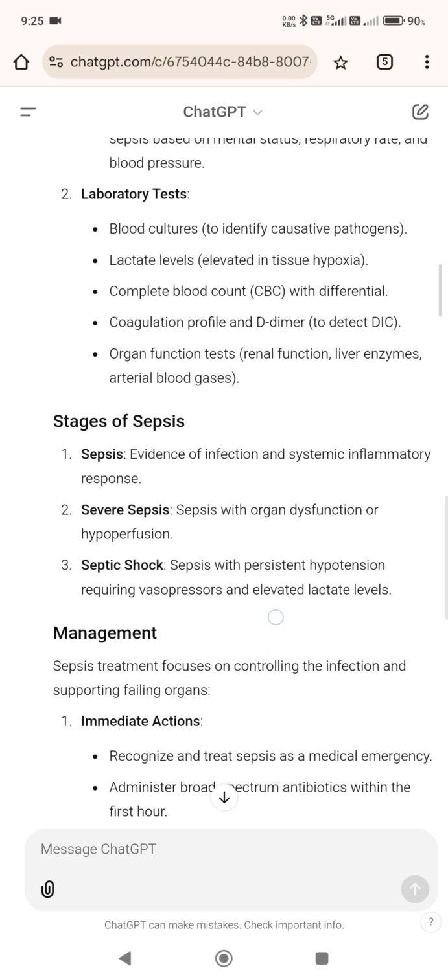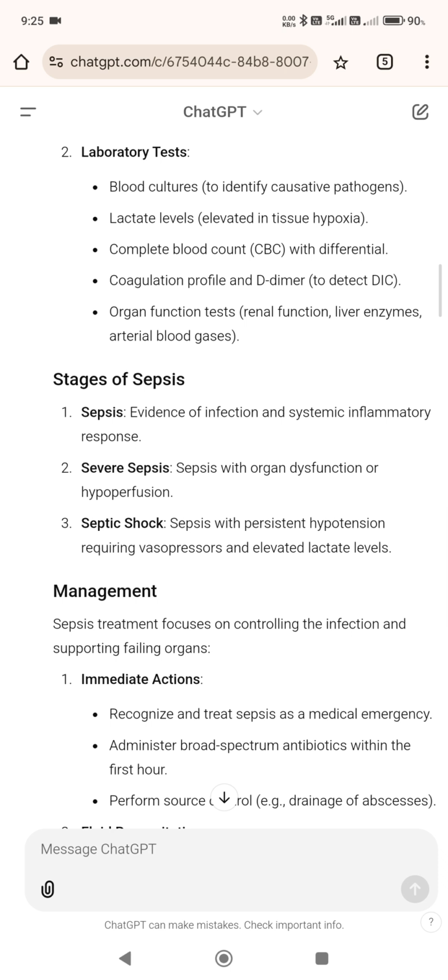2. Laboratory tests. Blood cultures to identify causative pathogens. Lactate levels, elevated in tissue hypoxia. Complete blood count, CBC, with differential. Coagulation profile and D-dimer to detect DIC. Organ function tests: renal function, liver enzymes, arterial blood gases.